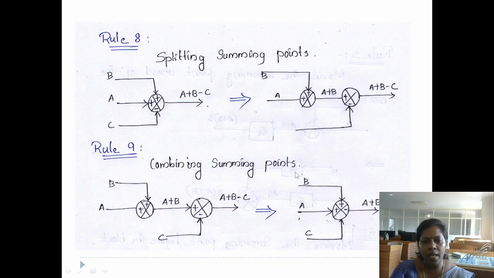Now rule number 9 is combining the summing point. Here we split the summing point. Here we have 2 summing points. Now combine those 2 summing points to get 1 summing point. That is, A plus B minus C is the output.